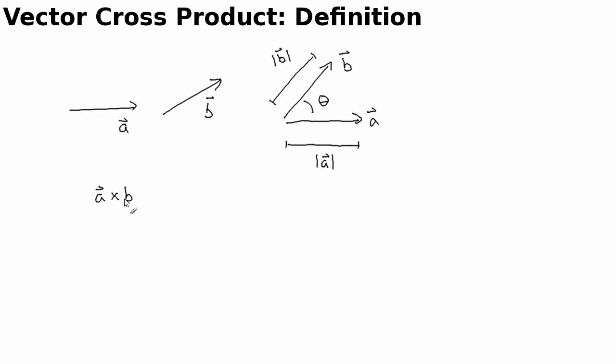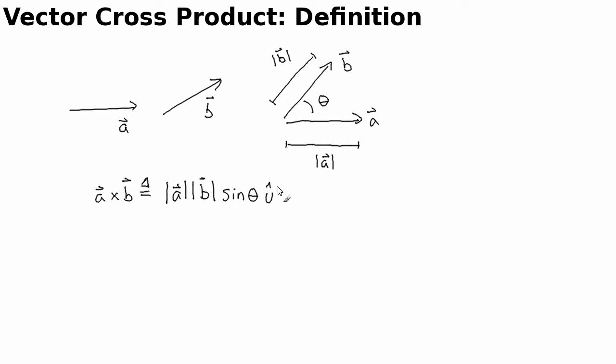So the cross product here is defined as the product of the magnitudes of both vectors times the sine of the angle between them times a unit vector u, which we'll define in a moment. Notice a major difference from the dot product is that the result here is a vector, not a scalar.